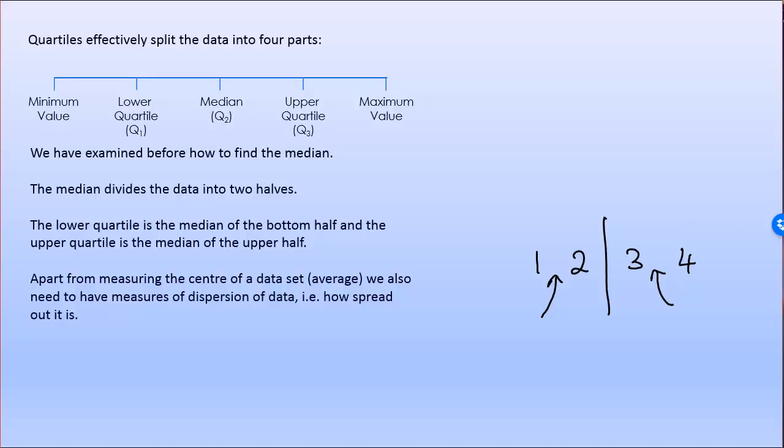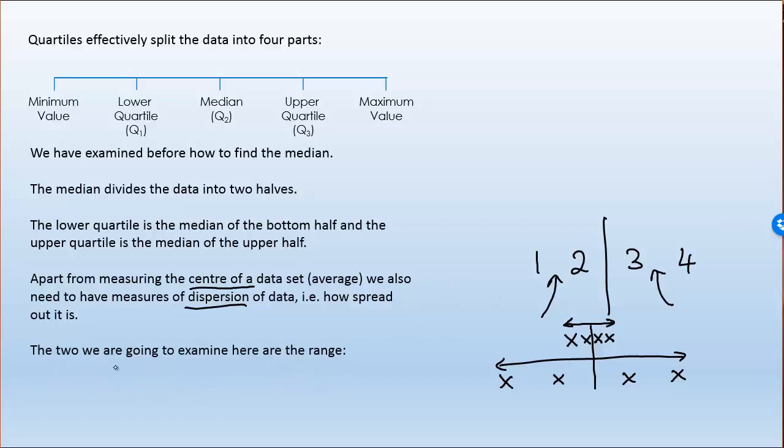So apart from measuring the center of a data set, the average, we also need to have measures of dispersion of data, i.e. how spread out it is. Just to explain that a little further, we could have 2 data sets which have exactly the same median, but clearly these 2 data sets are quite different because this one is all close together and this one is very dispersed. And that's why we have not just measures of center, but measures of dispersion.